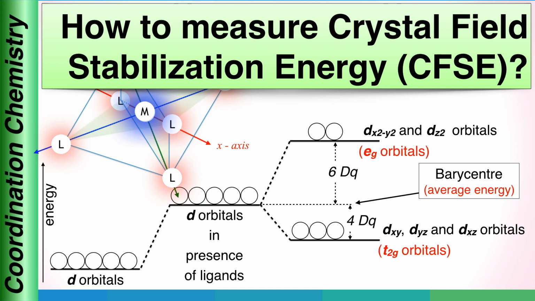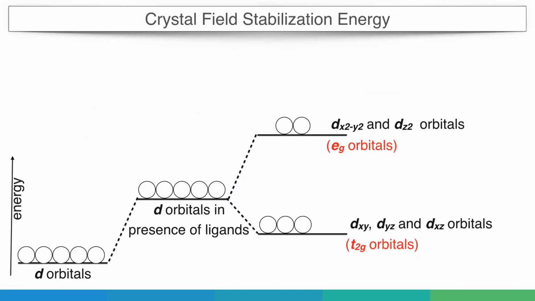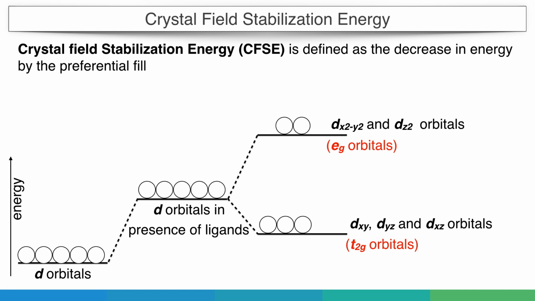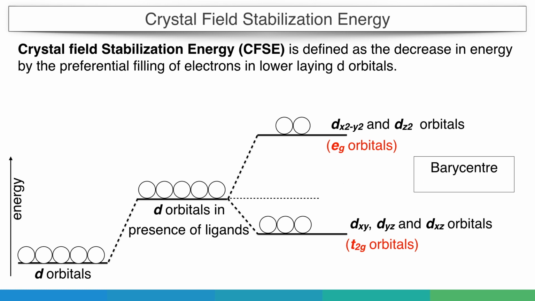How to measure crystal field stabilization energy (CFSE) and what are the factors which influence CFSE? Crystal field stabilization energy, or CFSE, is defined as the decrease in energy by the preferential filling of electrons in lower lying d orbitals. So, if the barycenter is the average energy of d orbitals and the electrons are filled in lower t2g orbitals, the energy of the molecule will be lowered, and this lowered energy is responsible for stabilizing the molecule.